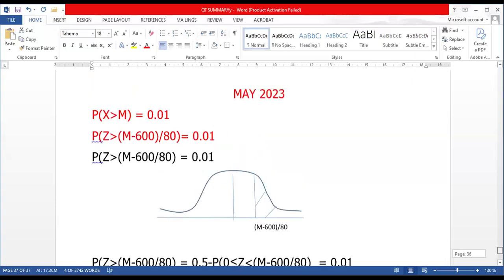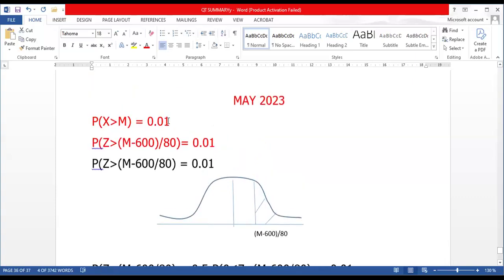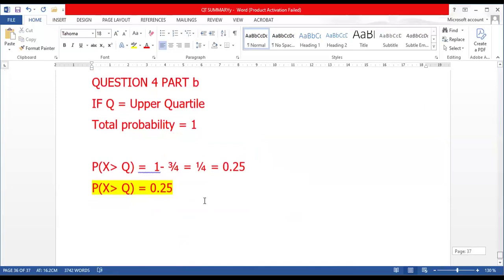You have something like this. This is M. Now where we have M, we have Q. Where we have 0.01, we have 0.25. So follow that concept and get the value of Q. I'm done with normal distribution.